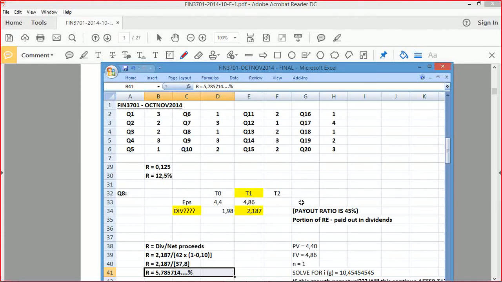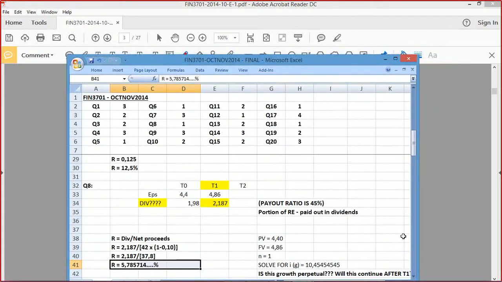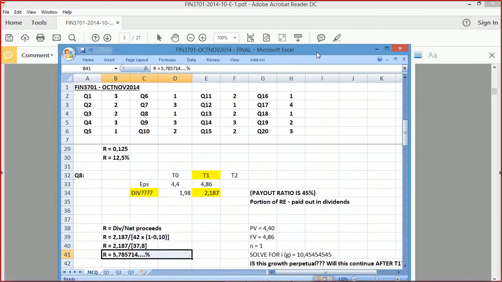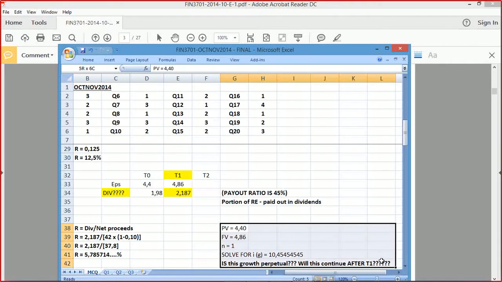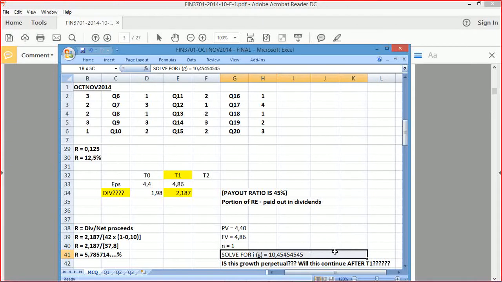Okay, but now what about the growth? Yes, the growth we can look at now. I'm just showing you the first part. Okay, so you write by saying look at the growth in terms of the two EPSs. Do you agree? Okay, so now I've done the working here. So obviously you said PV 4.40, FV 4.86, you can work out the growth. Okay, that's correct. If you work out the growth, you get 10.454545. Okay, and then you add the two together.